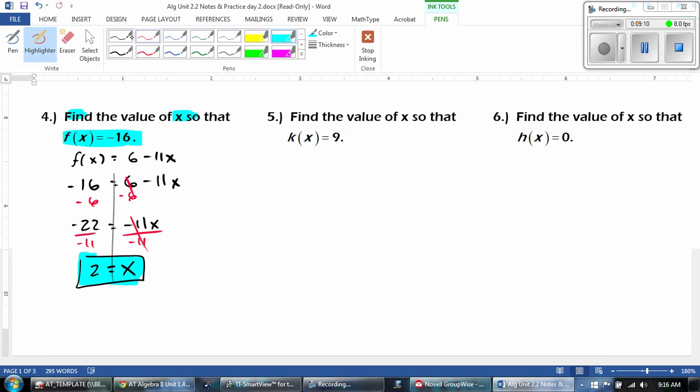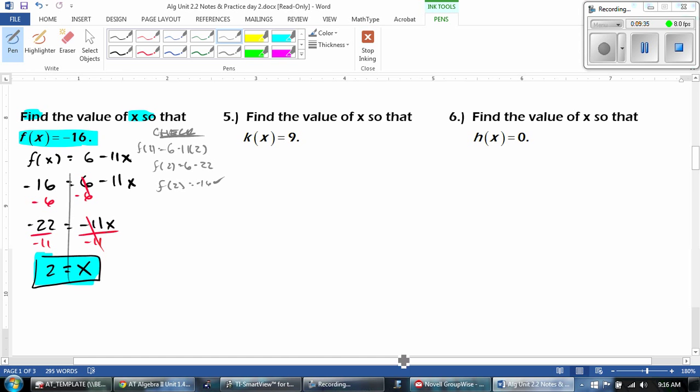Okay, if you wanted to check, you would plug it in. 6 minus 11 times 2, because we're doing f of 2. Okay, f of 2, we're just doing this really fast, is negative 22. So f of 2 equals negative 16, which is what we wanted. So there's a way you can do the check. All right, 5.